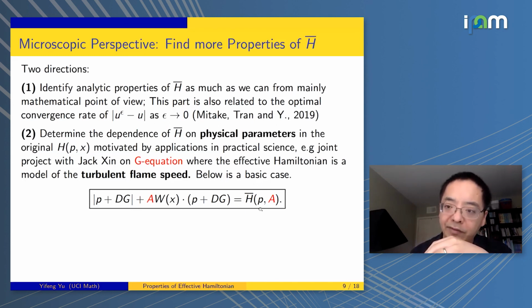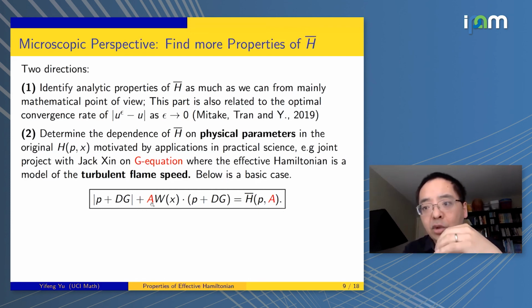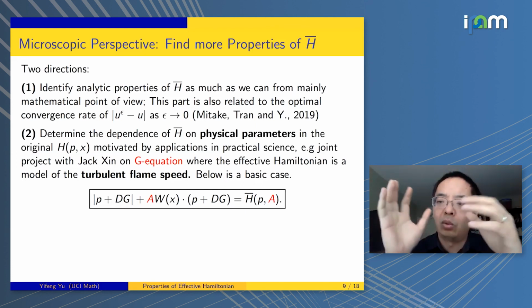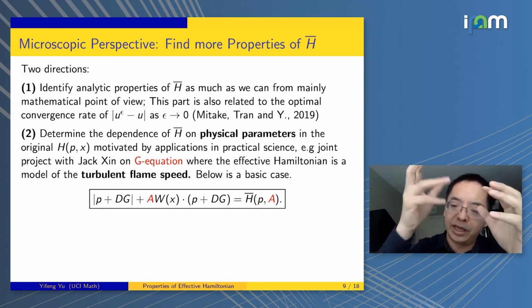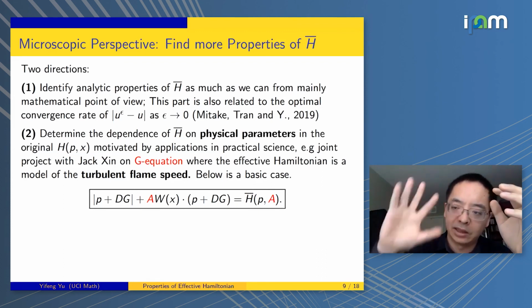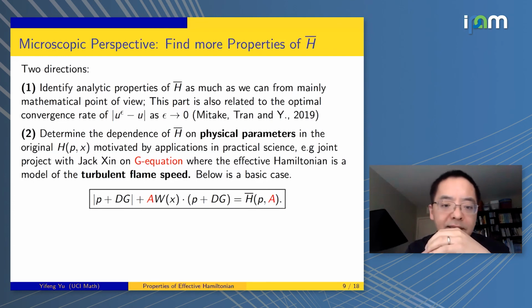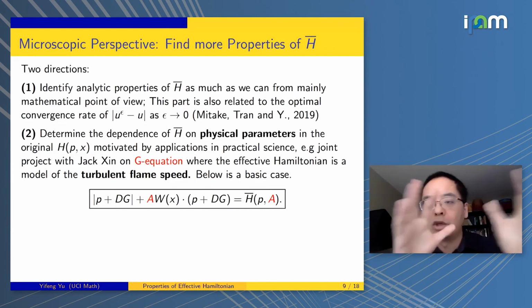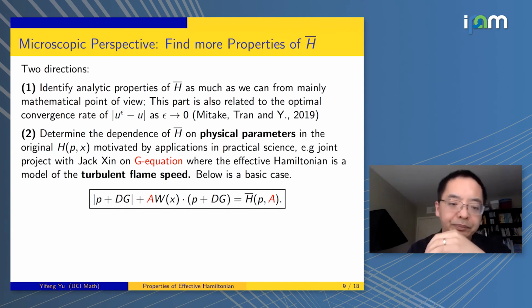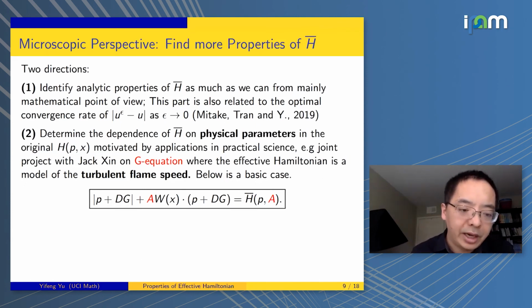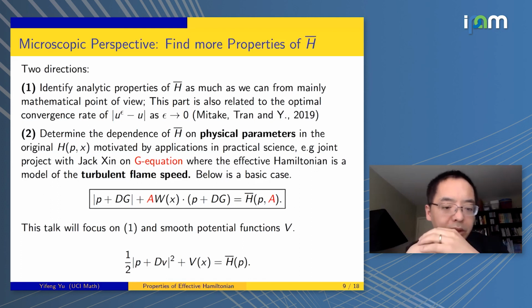This one has clear physical meaning. And there's a parameter A, which represents the strength of the flow, for example, the speed of the wind. So you want to understand the relation between the flame propagation speed and the speed of the wind that is pushing it. That's one of the main things about the project that I've been working on with Jack.